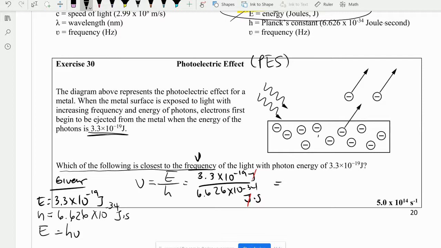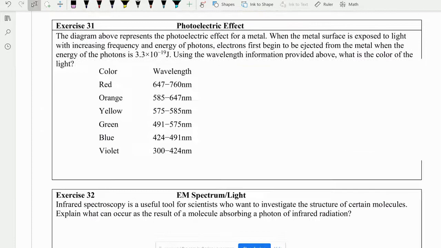So when I do my calculation here, plugging this into my calculator, I get 4.980 times 10 to the 14 s to the minus 1. Now, if we really wanted to follow the pecking order, we would look at 2 sig figs. 3.3 times 10 to the minus 19 is only 2 sig figs. So we should actually report this to 2 sig figs, which I would then do by rounding: 5.0 times 10 to the 14 s to the minus 1. Okay, so there's a little application there. So in exercise 31 rather, it looks like we're doing a little bit more on the photoelectric effect.